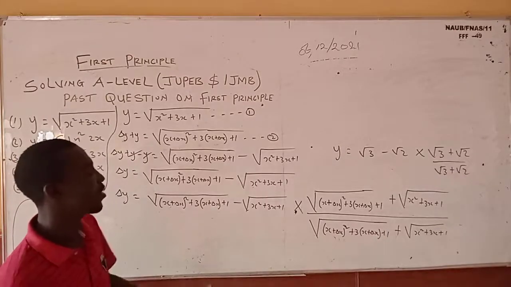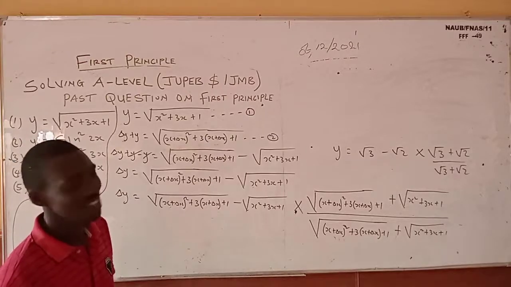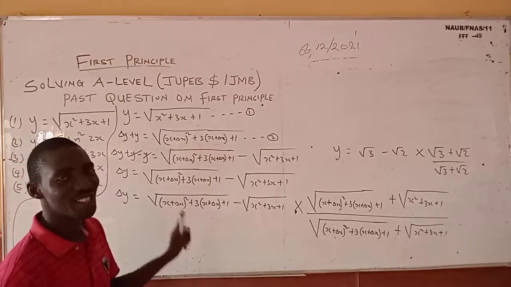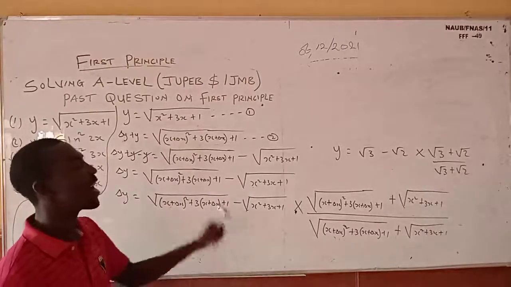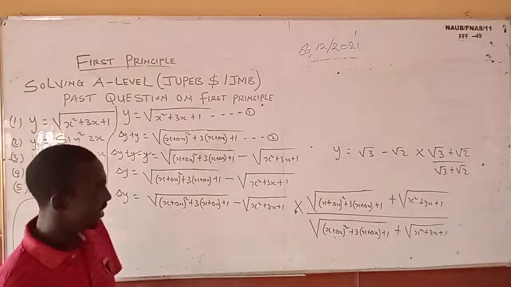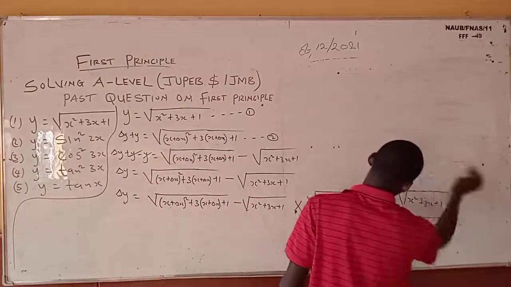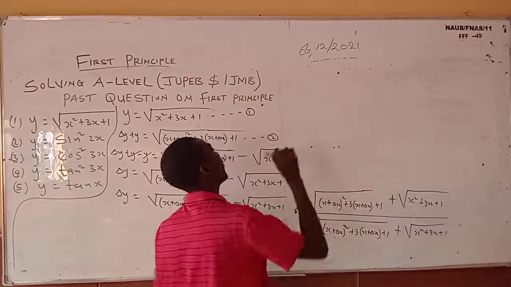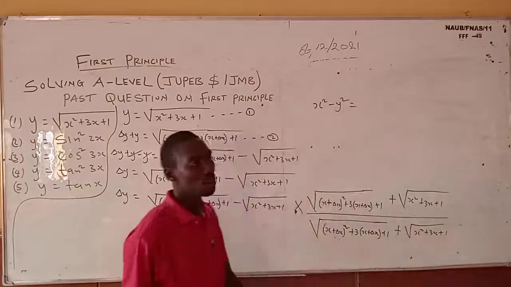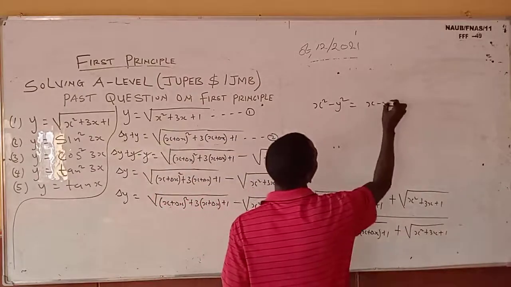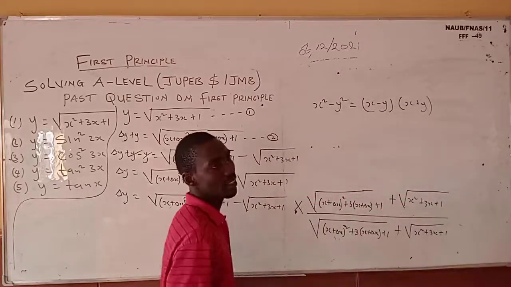So look at the numerator. When you look at the numerator, what do you observe? You will observe that this numerator is nothing but a difference of two squares. And how do we handle a difference of two squares? If mathematics is true, you are going to know today. Look at this. When we have s squared minus y squared, it's nothing but s minus y into s plus y. Do you get that?